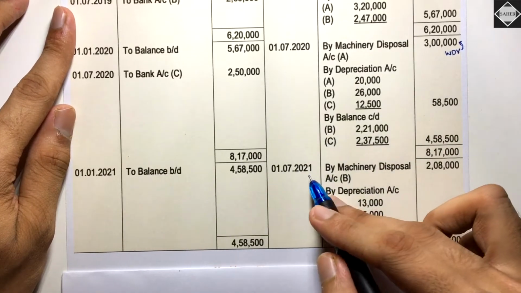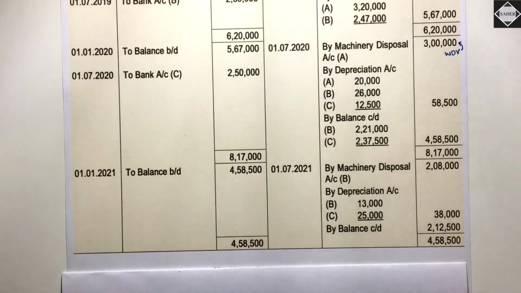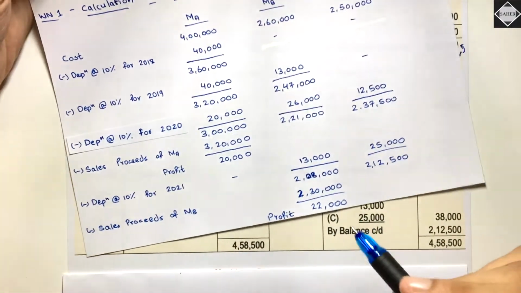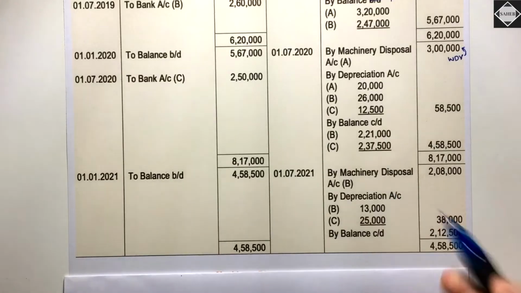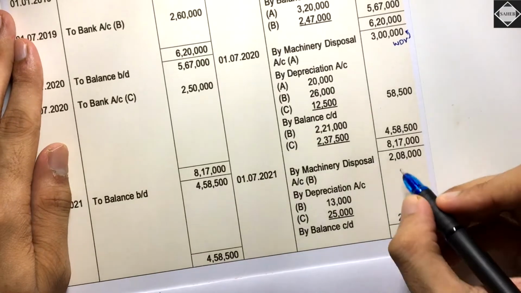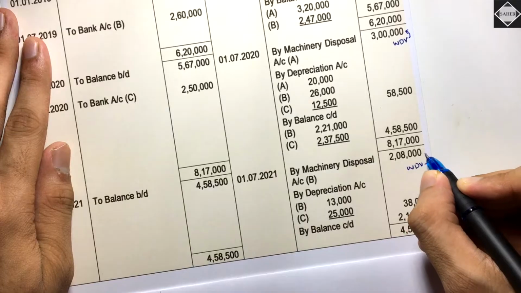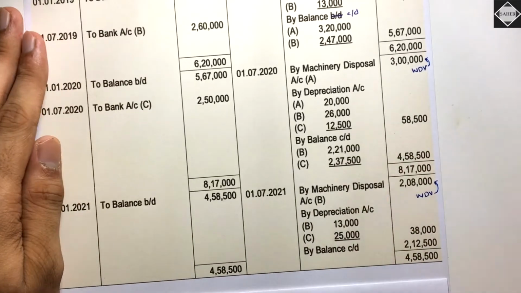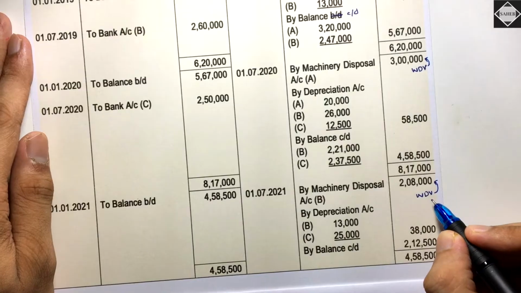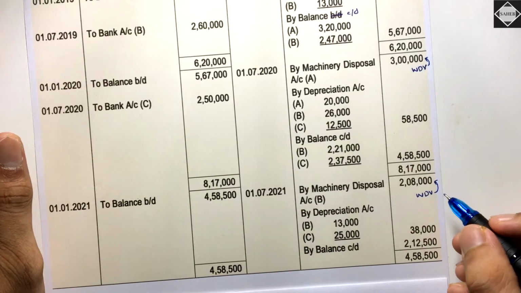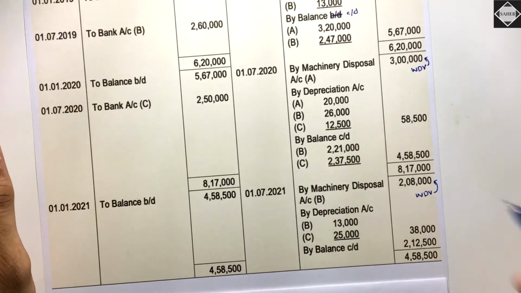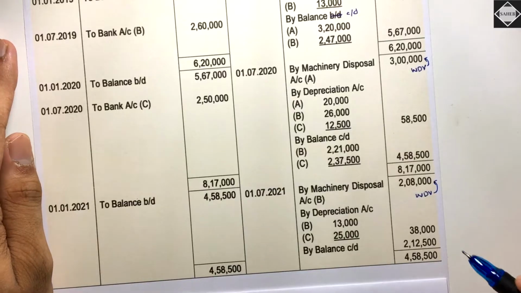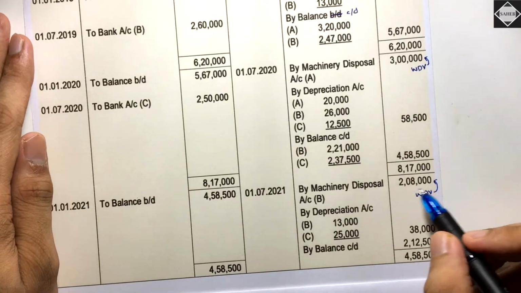And then on 1st July 2021, we have sold off the second machine, that's machine B, right? For 2,30,000. So now, how will you take the value in machinery disposal? What you have to take over here? I've always told you, you have to take the WDV in case 2, right? This is case 2. We are not maintaining provision over here, so that is why you are taking WDV. If you were maintaining provision, then you would have taken the original cost over here. But now here you will take the WDV. Okay, that's 2,08,000. How is it 2,08,000?